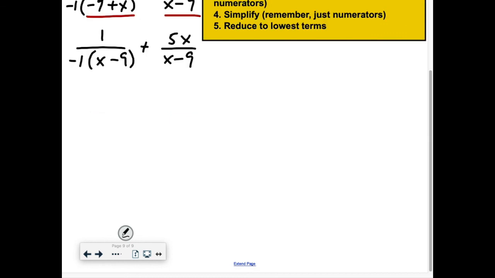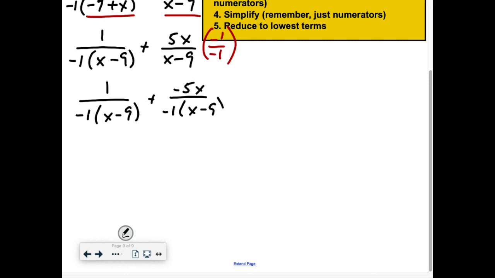Cool. From here on out, I'm just going to find the LCD. Both of these share an x minus 9. The only thing missing is a negative 1, so I'm just going to multiply a negative 1 on both sides over here. So the first one's just going to be negative 1, x minus 9, plus negative 5x times negative 1, x minus 9. Cool. Combine it together, so we're going to have 1 minus 5x over negative 1, x minus 9. I can't combine or simplify anything here. Nothing cancels out in my numerator or my denominator, so I'm just going to throw it all together.